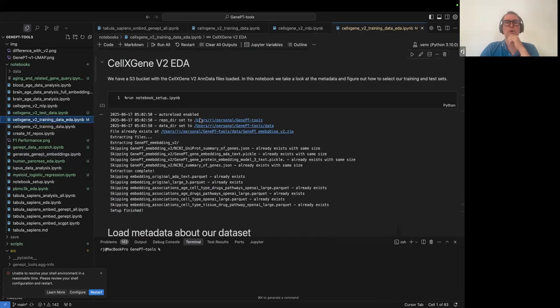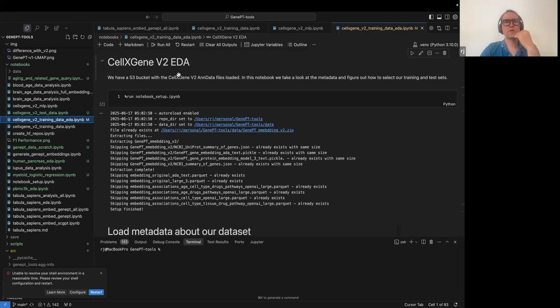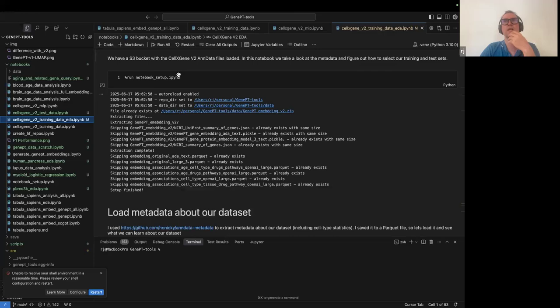So let's start here. Now let's load this Cellxgene V2. This is 100 million cells. It's about, I don't want to get this wrong, but I think maybe 5 or 6 terabytes of data. So it's pretty big data. It's not massive, but it's not small either.